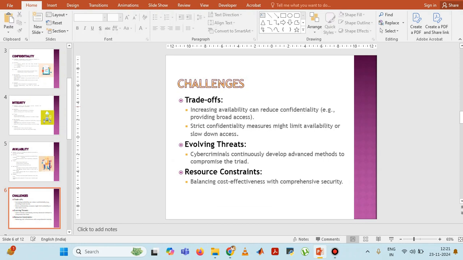Next is evolving threats. Cyber criminals continuously develop advanced methods to compromise the CIA Triad. And the third one is resource constraints. Cost effectiveness is a very big thing in any security model. So if we want to balance the cost effectiveness, there might be some compromises that come in the triad model.